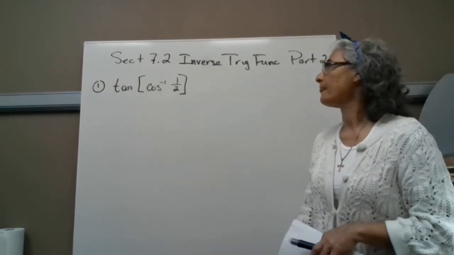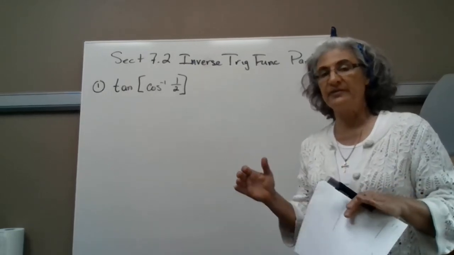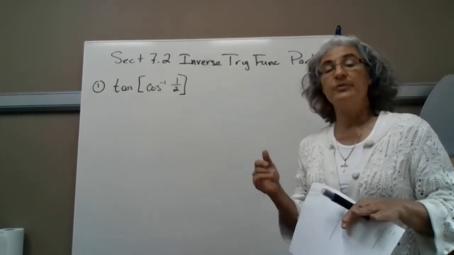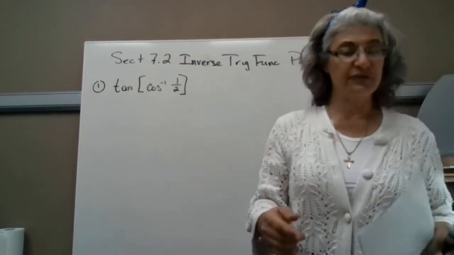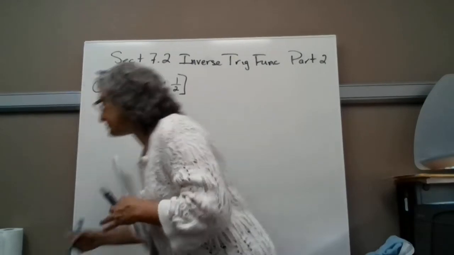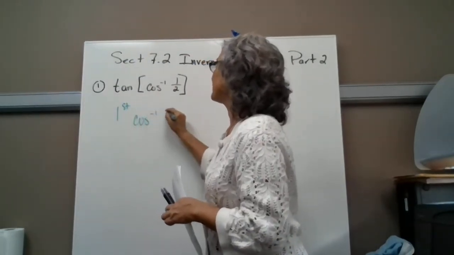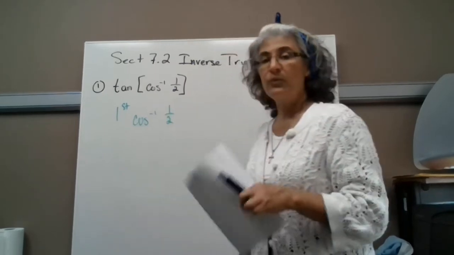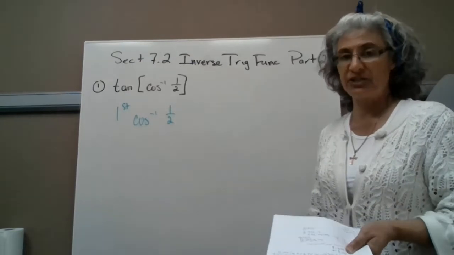So, something that we need to look at is inside the parentheses, or brackets in this case, because according to the order of operations, that's what comes first. So the first thing we're going to look at is the cosine inverse of a half. We need to figure this out. When we figure this out, we can then figure out the tangent.